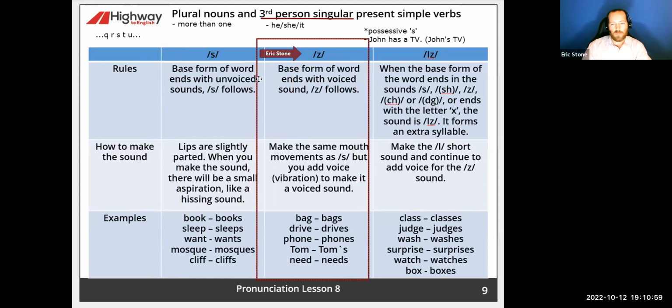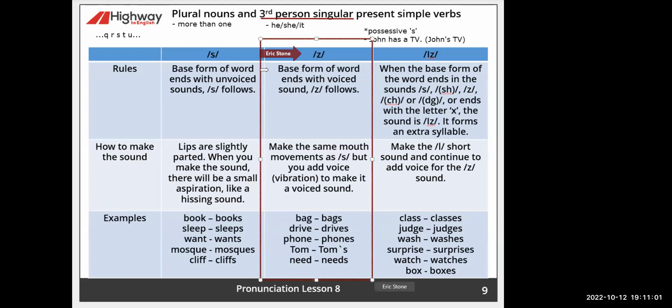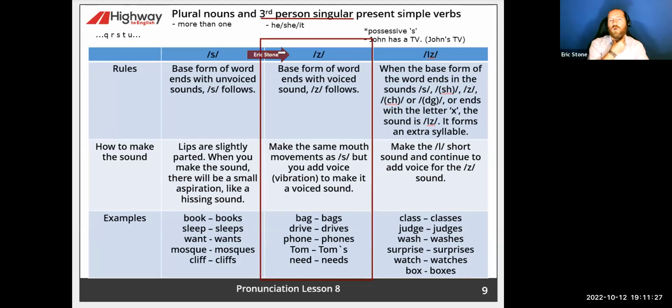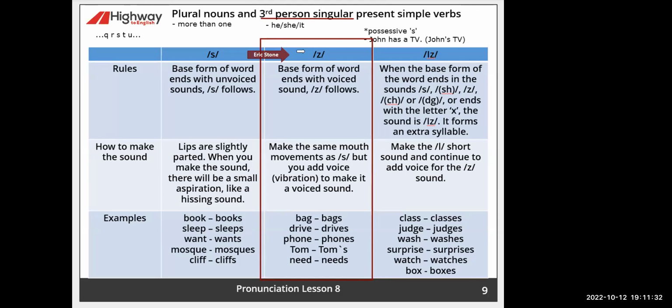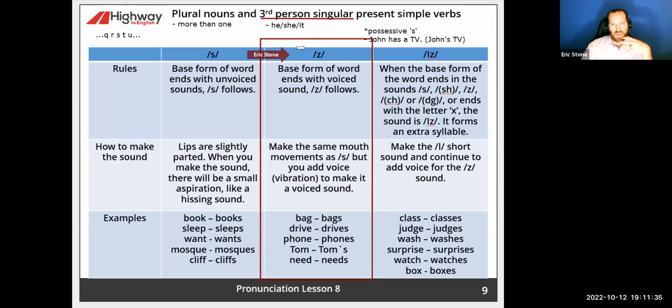Base form of word ends with voiced sound, z follows. Make the same mouth movement as s, but you add voice vibration to make it a voiced sound. Bag, bags. Drive, drives. Phone, phones. Tom, Toms. Need, needs. So a little bit different. It comes more from the throat, with the vibration. But basically the mouth shape is the same.